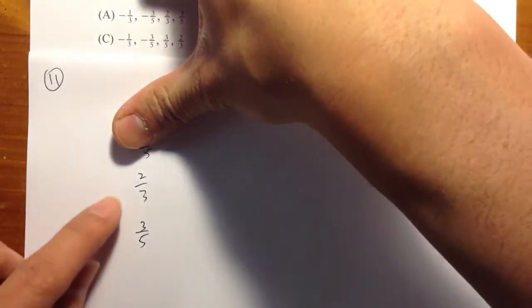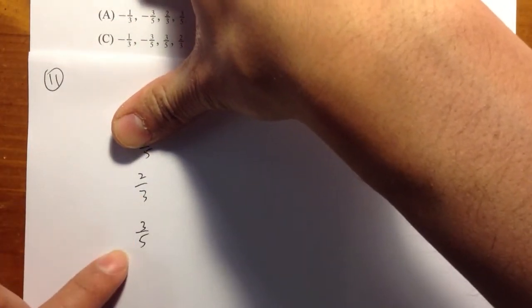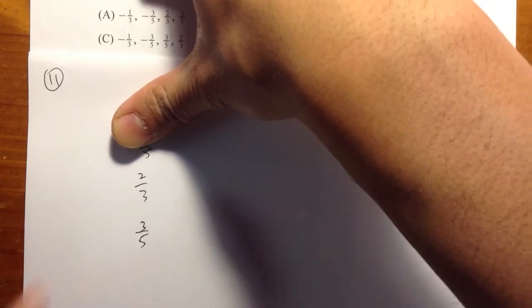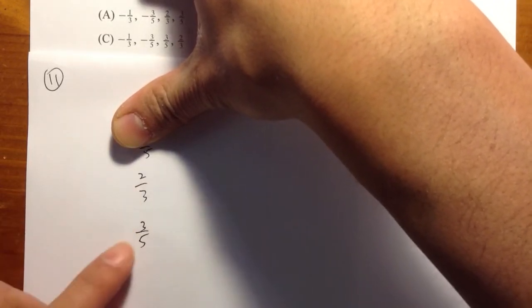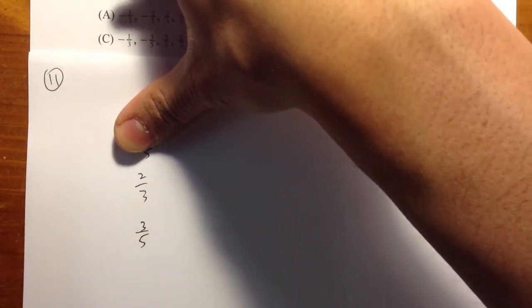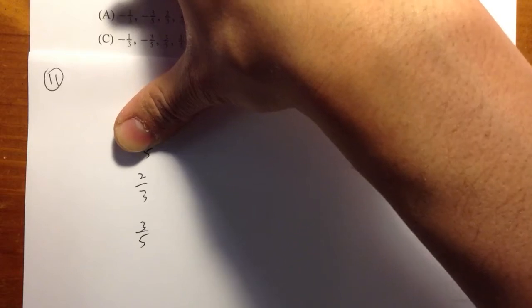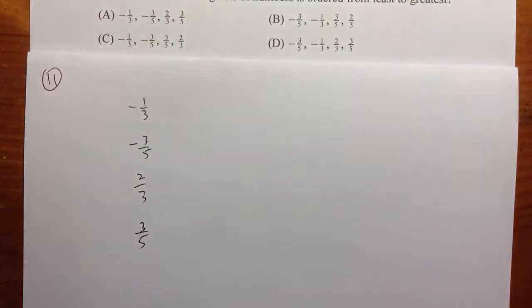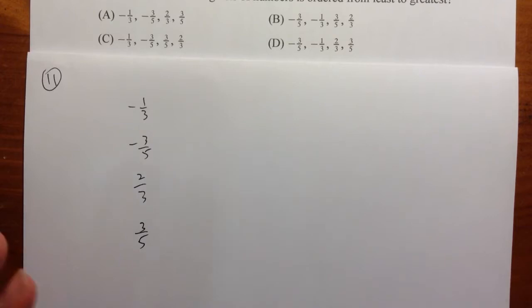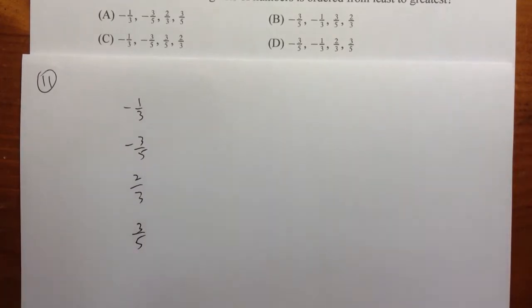If we just look at the positive numbers first, 2/3 and 3 over 5, which one is bigger? You cannot just say 3 is bigger than 2 and 5 is bigger than 3, so this is bigger than that. We cannot do that. Why? I will show you in another video. But this is how we are going to do it. We have 2 ways to do this, and it all depends on how you like it.